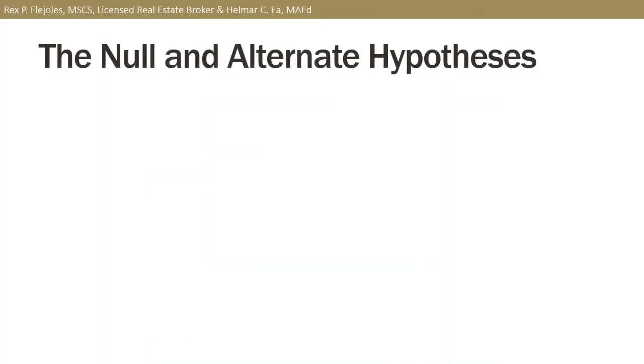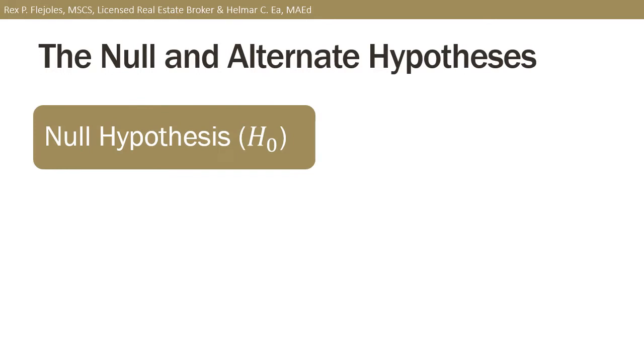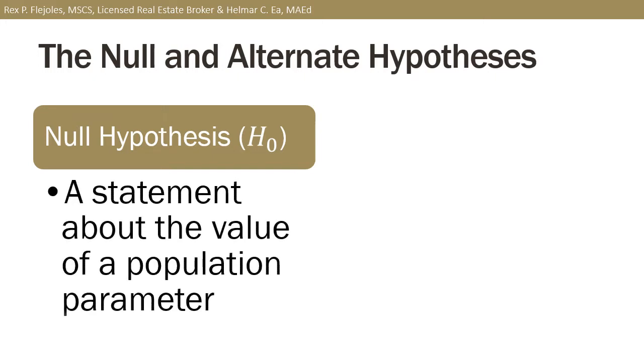The first step mentioned the null and alternate hypotheses. By the way, the term hypotheses is the plural form of the term hypothesis. The null hypothesis, usually represented by H sub 0, while others use H sub O, is a statement about the value of a population parameter.